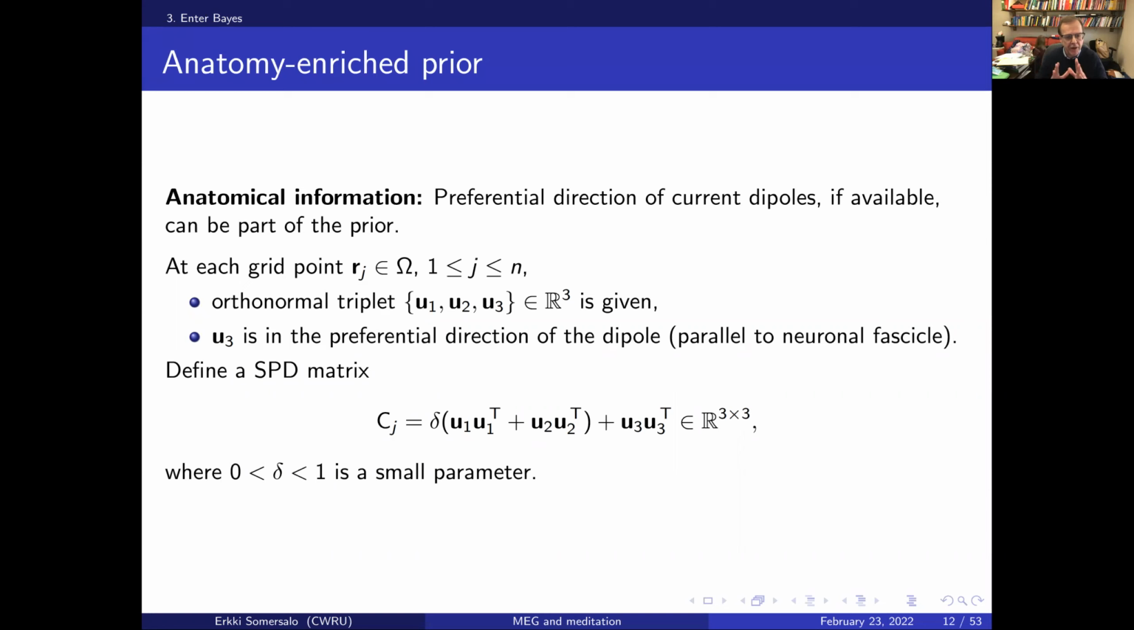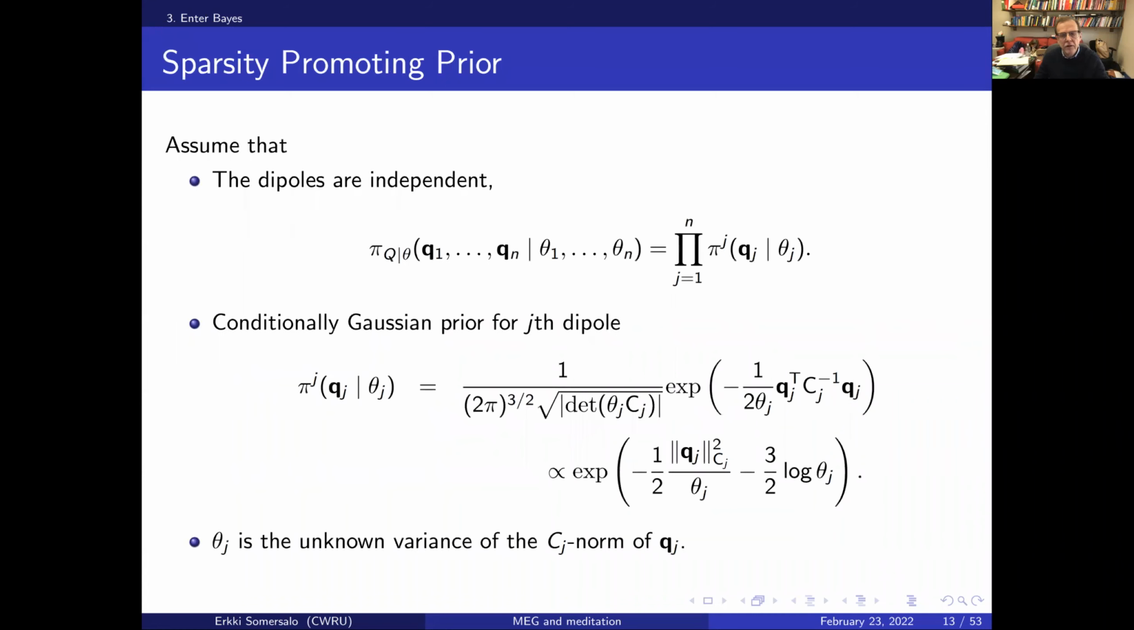So we are not forcing the dipoles to have a preferential direction. We are just saying that there is a preferential direction. So this U1, U2, U3 is a local orthonormal triplet. Each dipole has this local covariance matrix. And then we say that the variance of this Q transpose C inverse Q at each point is unknown. So the variance is theta j. At each point we have the preferential direction, but we don't know what the variance is. So theta represents the variance of the weighted norm of the dipole activity.